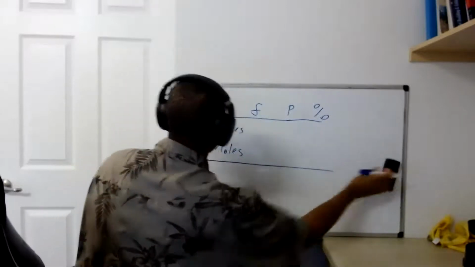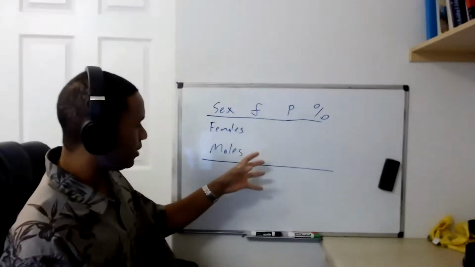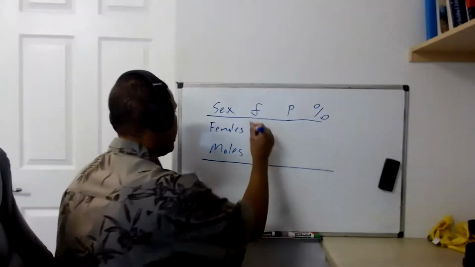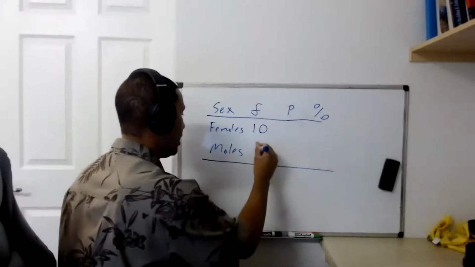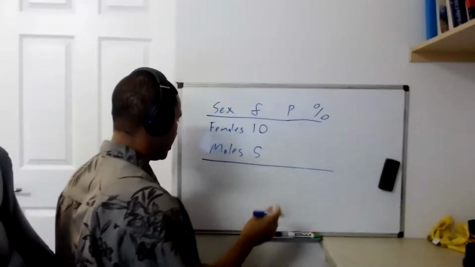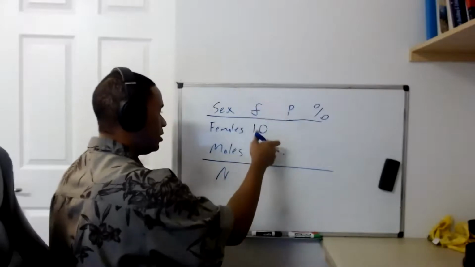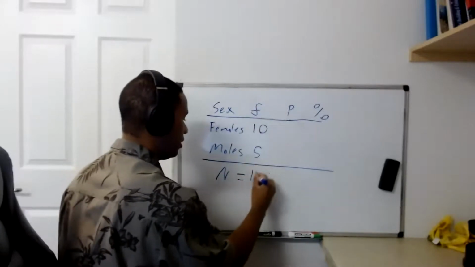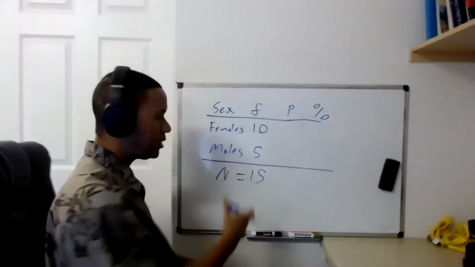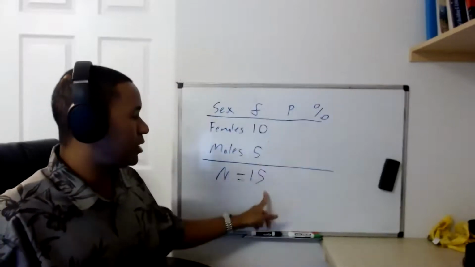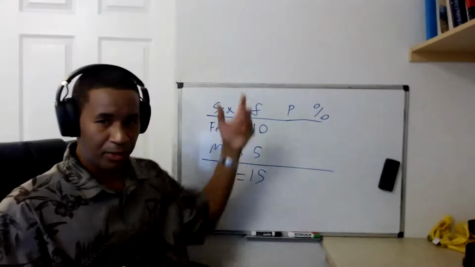So what we would do is let's just say that there's 10 females and 5 males in the class, okay? So the frequencies need to add up to the n, which is the total number of cases in the distribution. So the 10 plus the 5 needs to equal 15. That's the total number of cases.